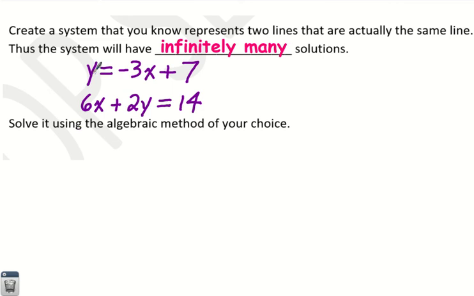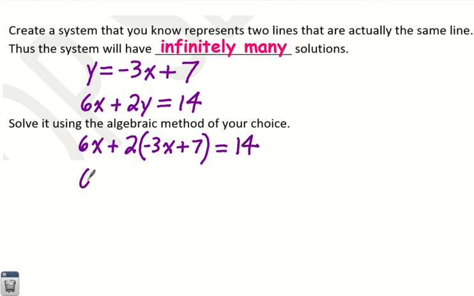And so y equals negative 3x plus 7. So I'm going to plug that whole quantity in for y. I'm going to squeeze it in there. So 6x plus 2 times the entire quantity of negative 3x plus 7 equals 14. And so now I can just go from here and let this play out. Distribute the 2.